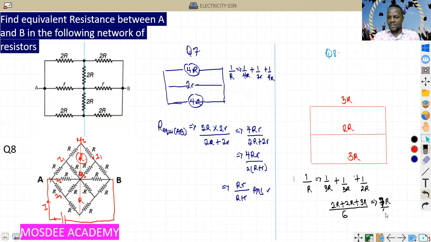7R by 6. So then the final answer will now be equals to, don't make the mistake of reversing it. The equivalent will now be equals to 6 over 7 big R, which is the answer to this. Please keep that at the back of your mind. So the answer here is 6 over 7R, and that is correct.